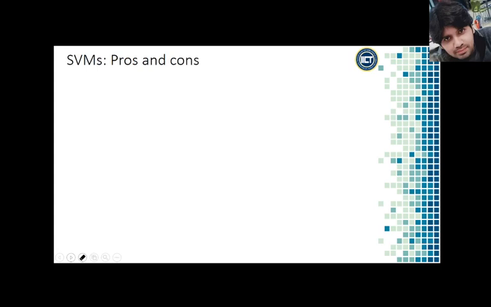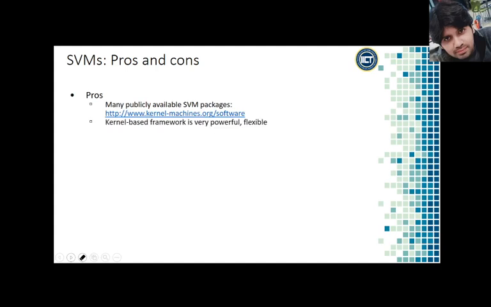Now, of course, there are advantages and disadvantages to SVMs. The advantages are many publicly available SVM packages. This is kind of not an advantage anymore, because you can find implementations of all the classifiers in some way or another on many platforms. And the kernel-based framework is very powerful and flexible, because the kernel trick is one of the techniques that has been used extensively in the traditional machine learning pipeline to achieve good classification performance. SVMs work very well in practice even with very small training sample sizes.